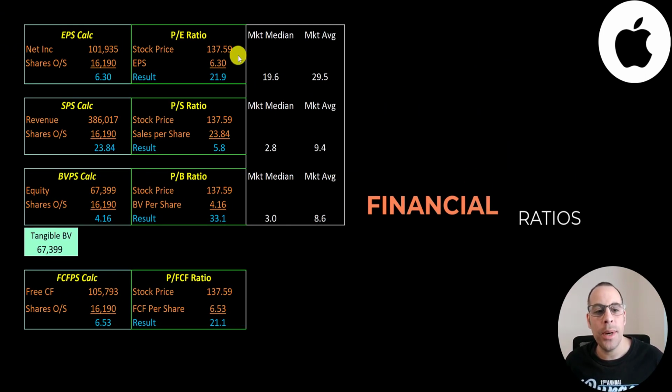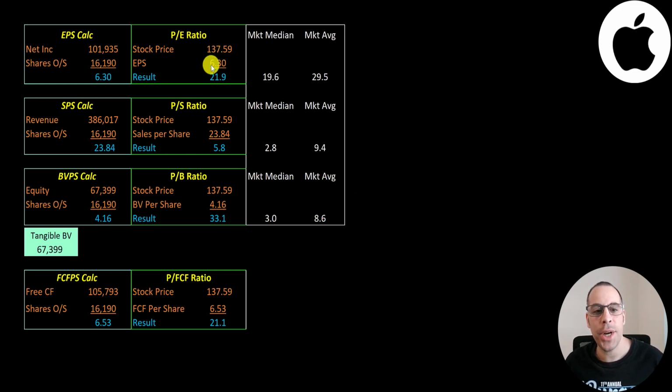A PE of 22, which is amazing for Apple. That's stock price over earnings per share. Pretty close to the market median of 20, much better than the market average of 30. Price to sales of 5.8, that's stock price over sales per share. Price to book of 33, and a really good price to free cash flow of 21. That's stock price over free cash flow per share.